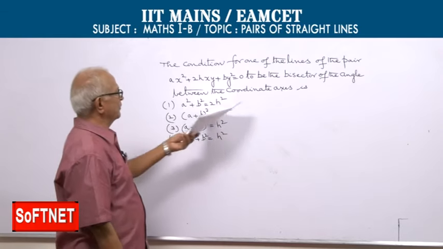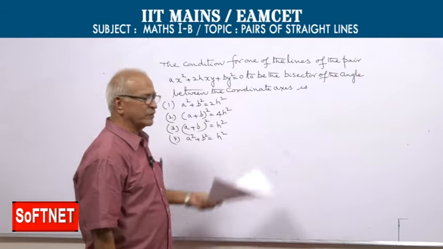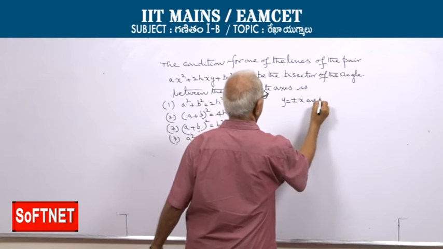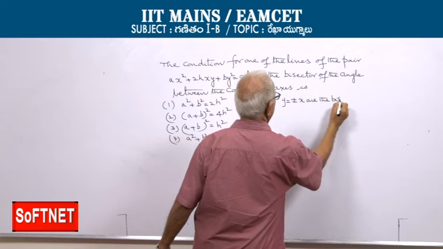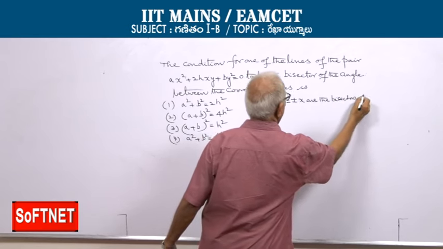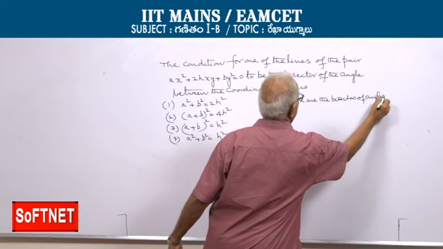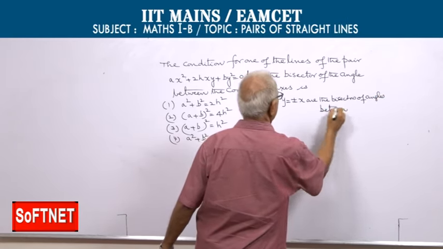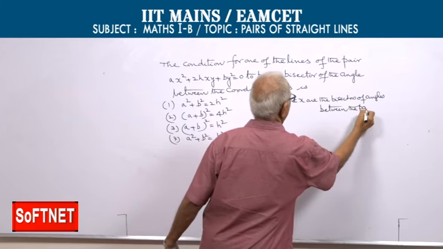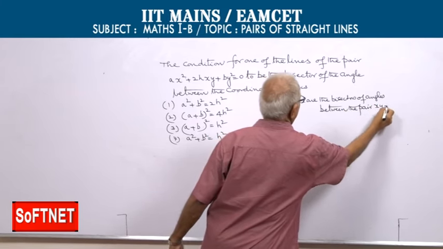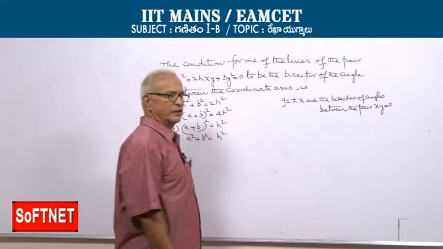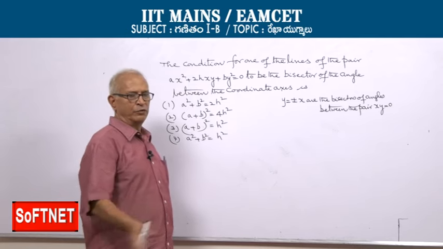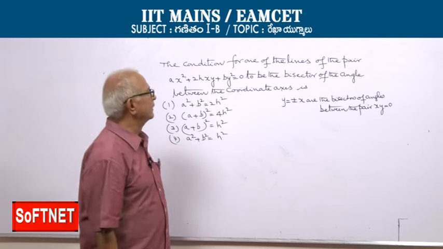It is another question, of course, similar to the previous question, because the two lines y equal to plus or minus x are the bisectors of angles between the pair xy equal to 0. కోఆర్డినేట్ యాక్సిస్ మధ్య రెండు కోణాలను బైసెక్ట్ చేసే లైన్స్ y equal to plus x, y equal to minus x. ఒకటేమో ఫస్ట్ థర్డ్ కోఆర్డినేట్ బైసెక్ట్ చేస్తుంది, ఒకటి సెకండ్ ఫోర్త్ కోఆర్డినేట్ బైసెక్ట్ చేస్తుంది, ఆరిజిన్ కూడా పోతుంది.